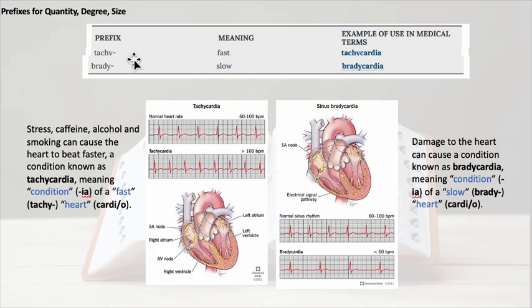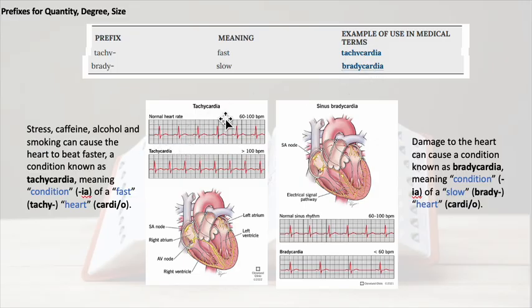Now, the prefixes tachy and brady refer to speed. So tachy refers to fast and brady refers to slow. Now, common contexts for these prefixes are when we are referring to heart rate. So tachycardia refers to a rapid heart rate.